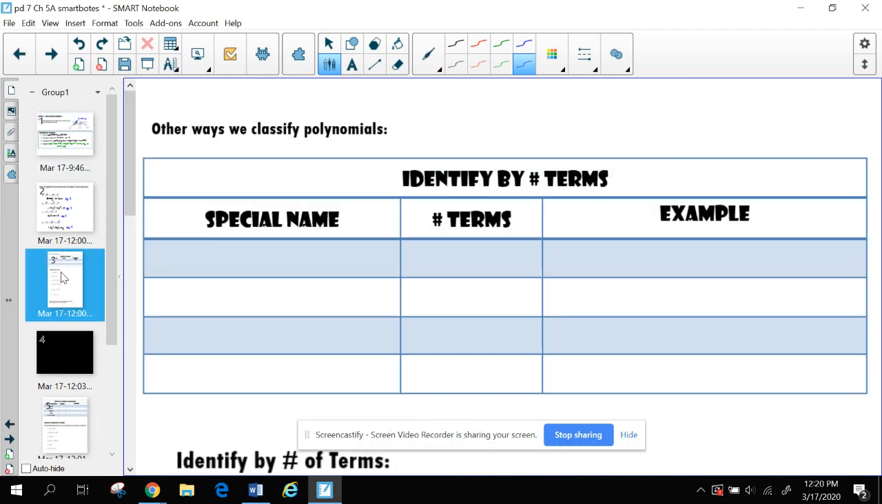So let's talk about the names for these then, okay? There are special case names for some of these. These are funny words, trust me. This one here is a monomial. That's any time it has one term, okay?